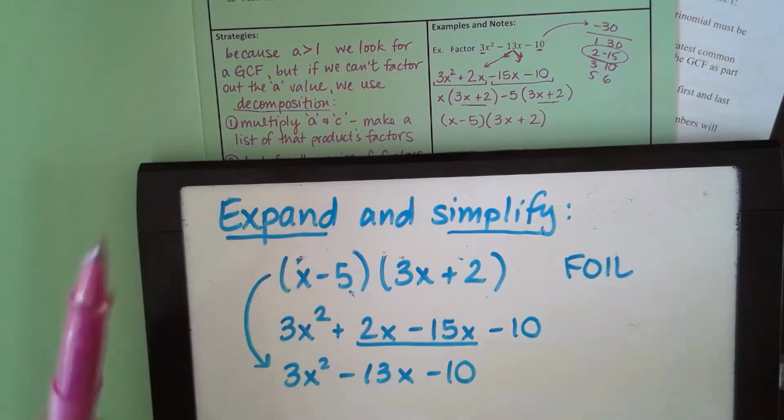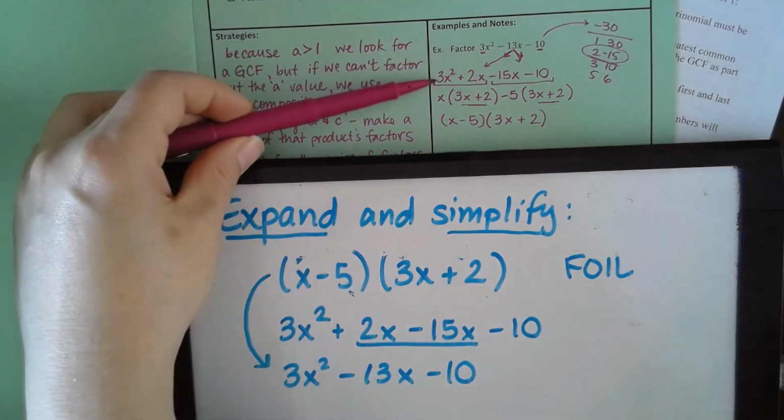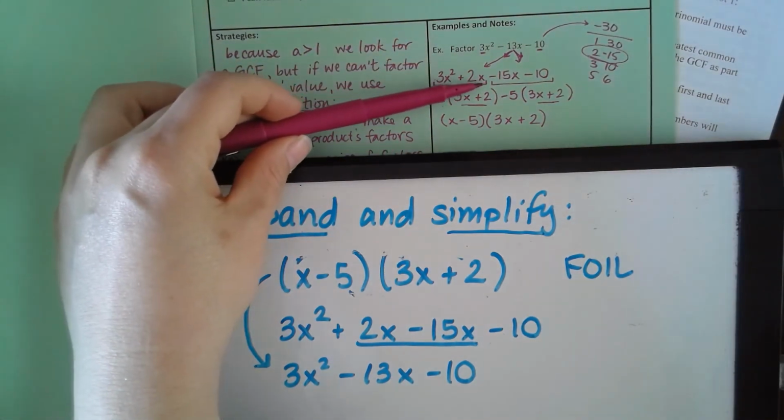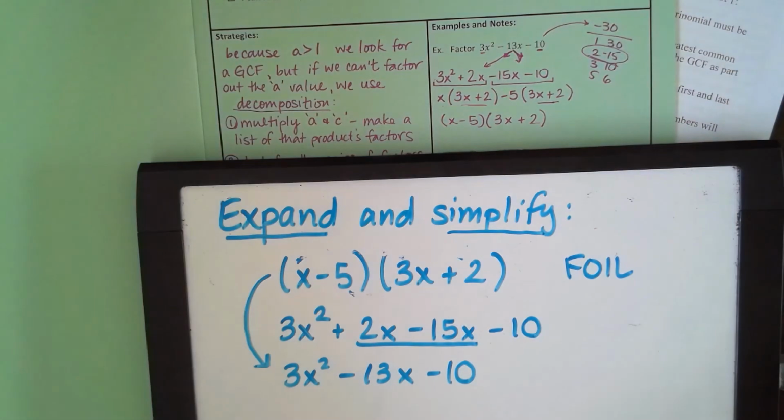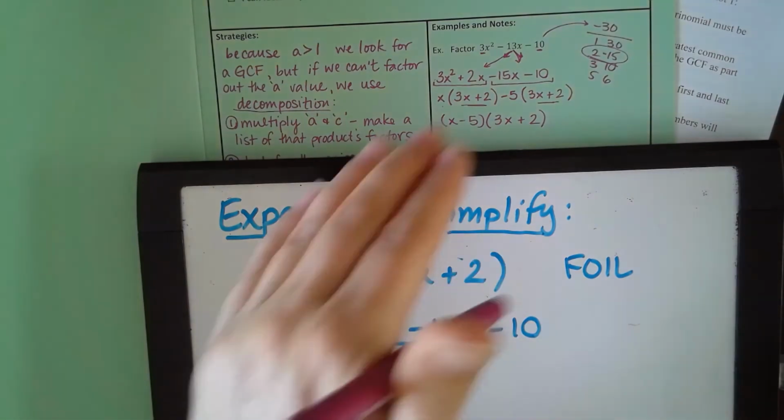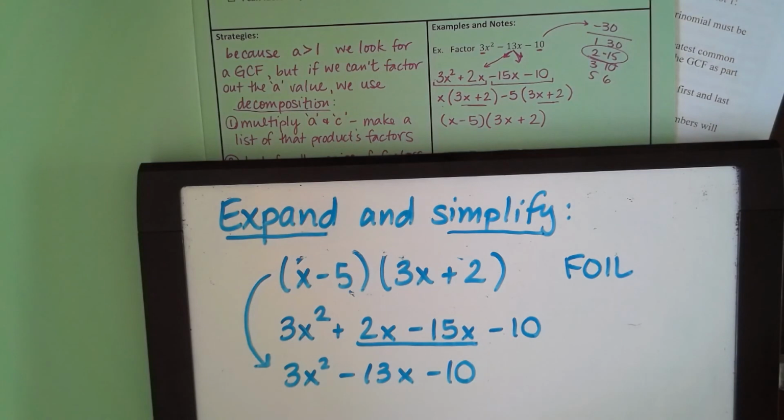And look at this in-between step. Look at this 3x squared plus 2x minus 15 minus 10. That's the same as this 3x squared plus 2x minus 15x minus 10. Okay, so hopefully you can see how they both fit together. Okay, hopefully that makes sense.